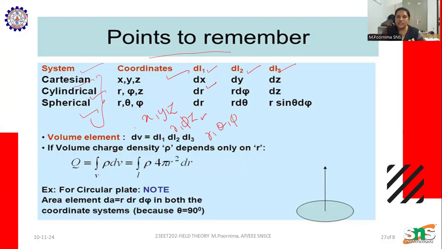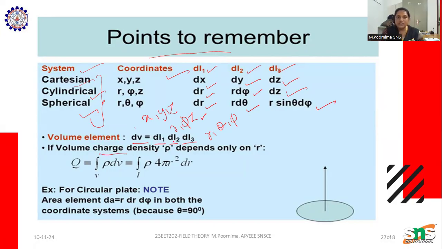The differential lengths are dx, dy, and dz for Cartesian; dr, r d phi, and dz for cylindrical; and dr, r d theta, and r sin theta d phi for spherical. The volume element dV is the multiplication of dl1, dl2, and dl3.